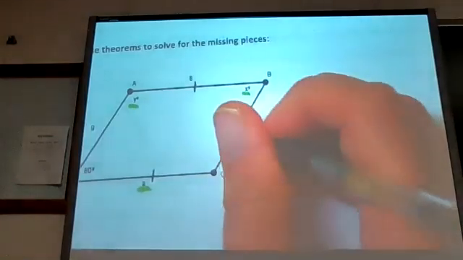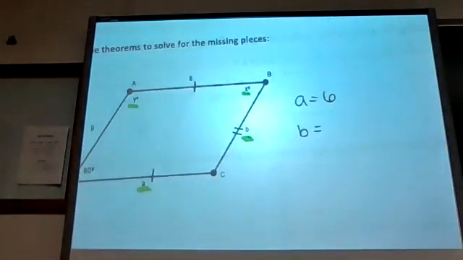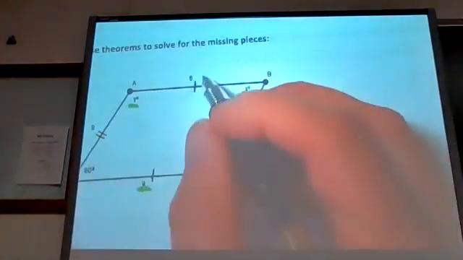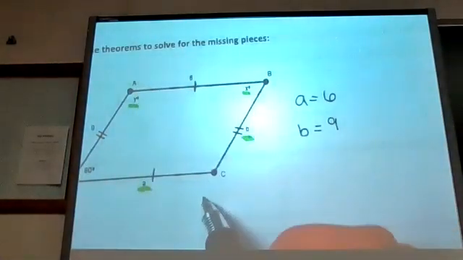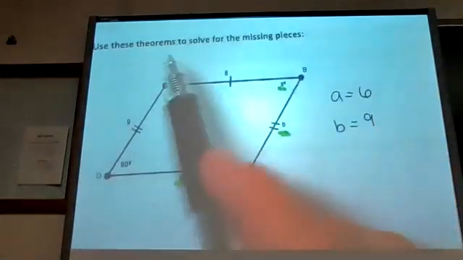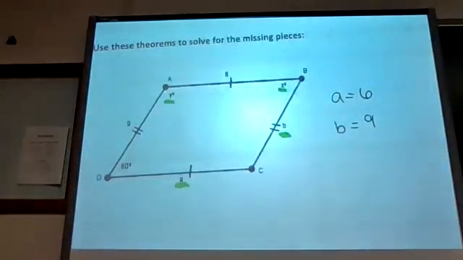What must B equal? This is weird labeling. Don't you feel like it should have been 9 there and 6 there? Based on the picture, doesn't that look longer than this? Maybe not. In my eyes, it does.